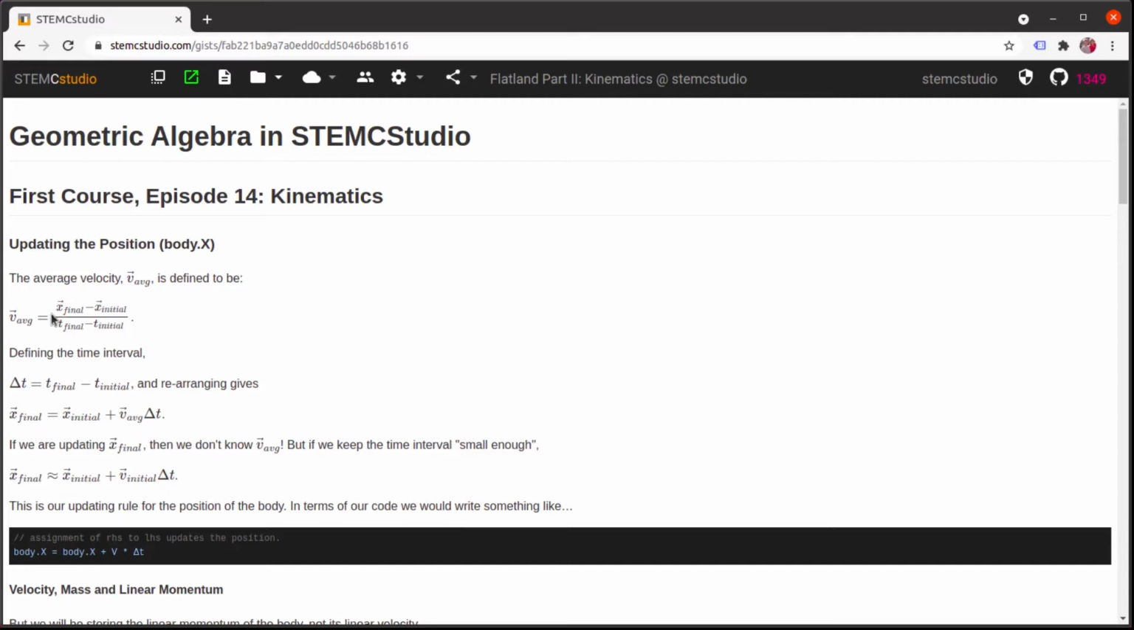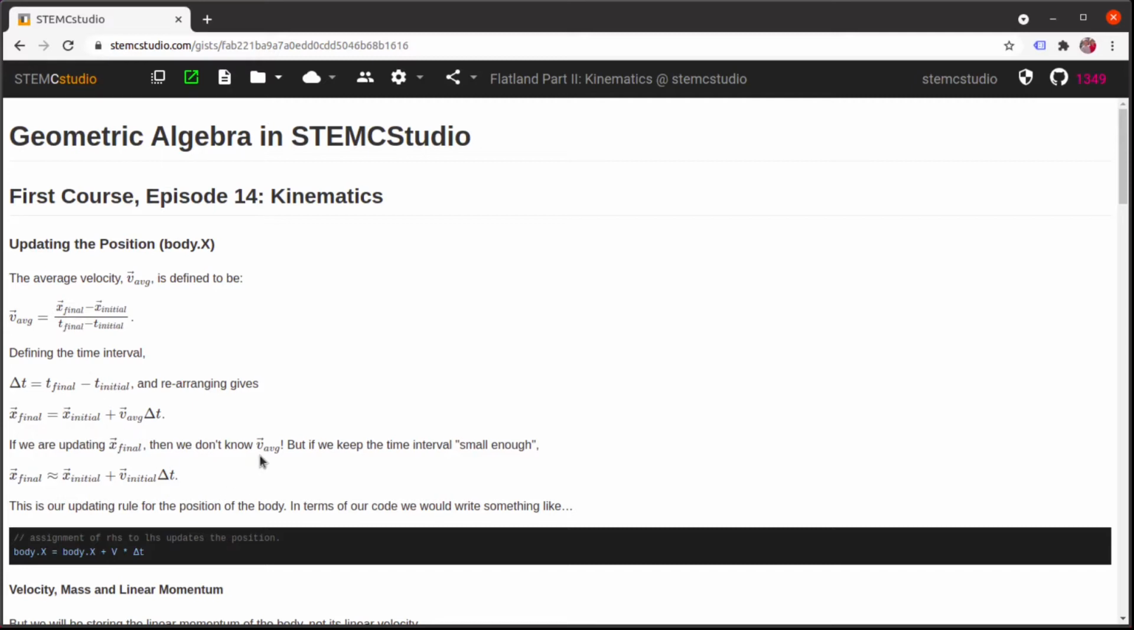Just by rearranging this equation above, you get x final, the position at the end of the time interval, is equal to the position at the beginning of the time interval plus the average velocity multiplied by the time interval. But there's a problem here. If we're updating x final, we need to know the average velocity, but the average velocity depends on x final. So how do we get out of that?